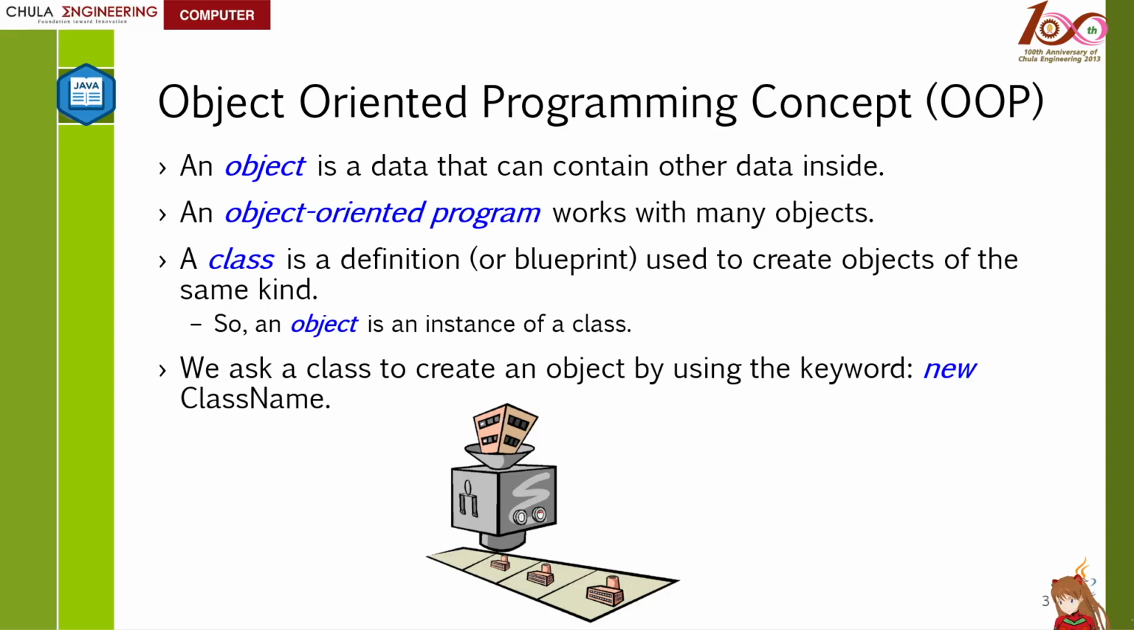Now, object-oriented programming. An object is actually a piece of data that can contain other data inside. All right. And in a language like Java, you can define your own data type or define your template for an object. All right. So, an object-oriented program will contain many objects.